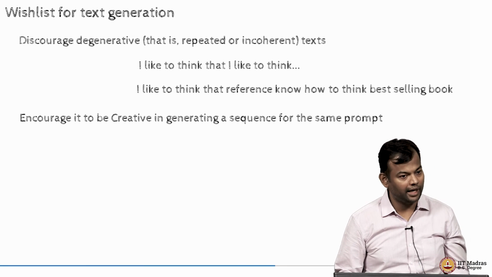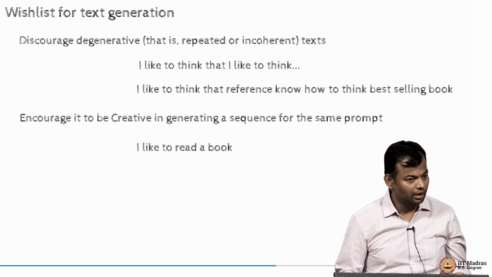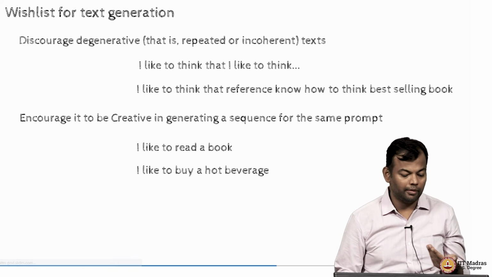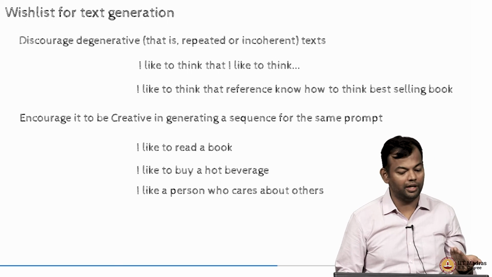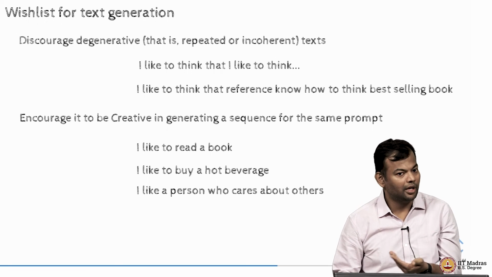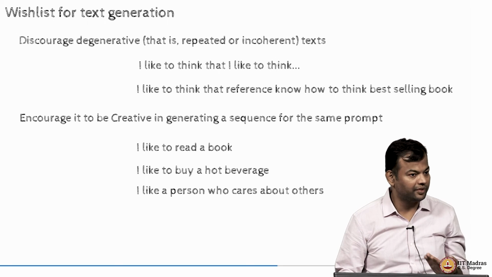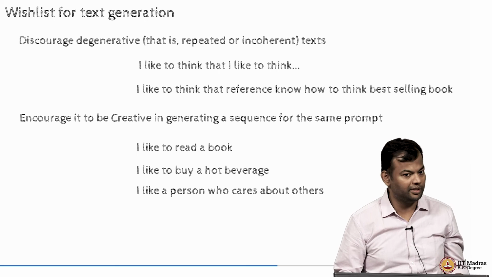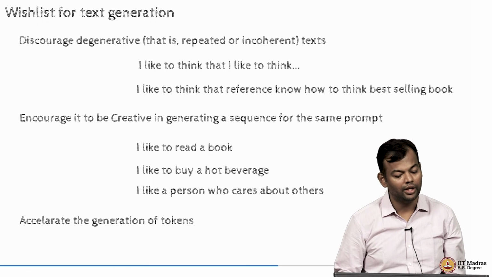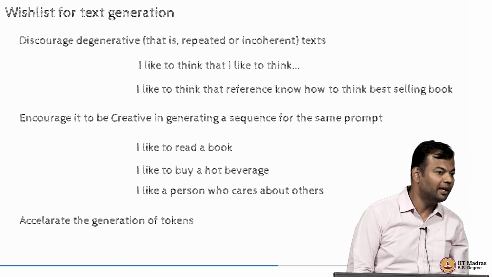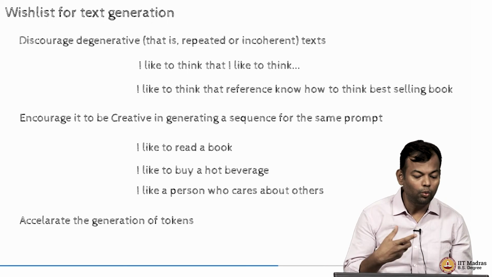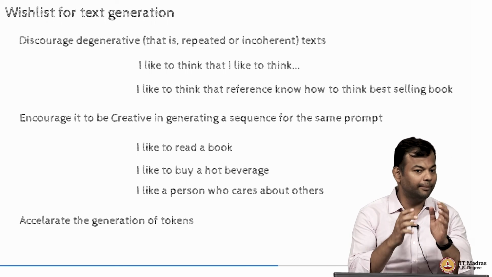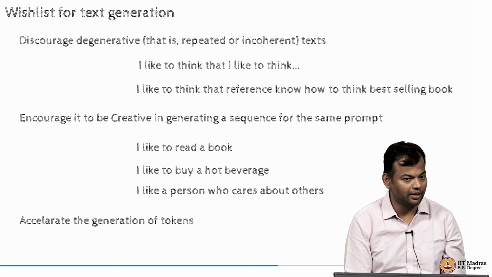I want it to be creative. So I give it the prompt "I like," it should generate "to read a book." Maybe some other time it should generate "to buy a hot beverage." Maybe at some other point it should generate "a person who cares about others," right? So it should be able to generate different kinds of sequences, not be repetitive, not be degenerative, not do something incoherent, right? So this is the wish list that we have from what the model should generate. How we will ensure this is something that we learn about in decoding strategies, okay?